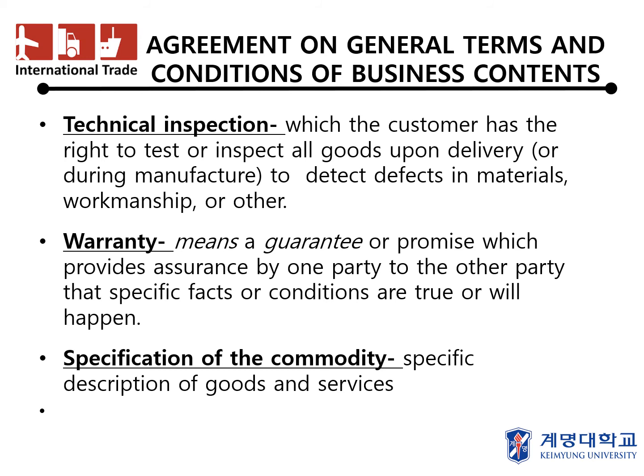Then warranty or guarantee, or a promise which provides assurance by one party to the other party that specific facts or conditions are true or will happen. And warranty is also like an assurance that if in case there will be a problem that is covered in the warranty certificate or agreement, it will be changed, replaced, or returned within 1 year, depending on the agreement of the buyer and the seller, okay.